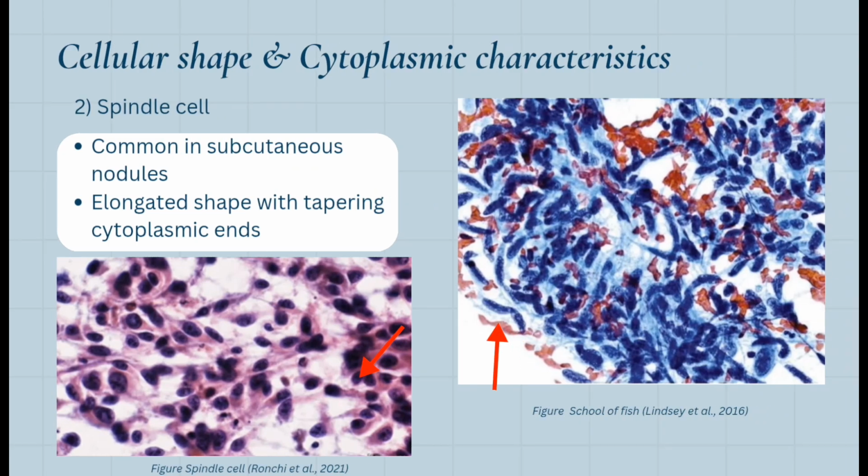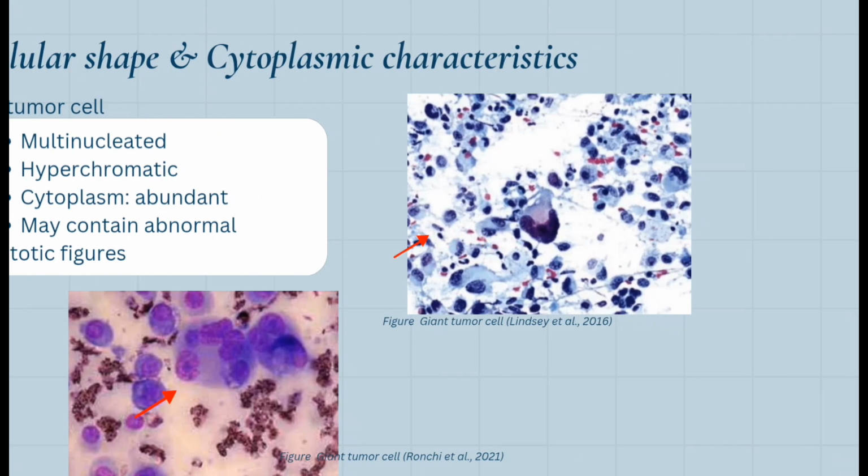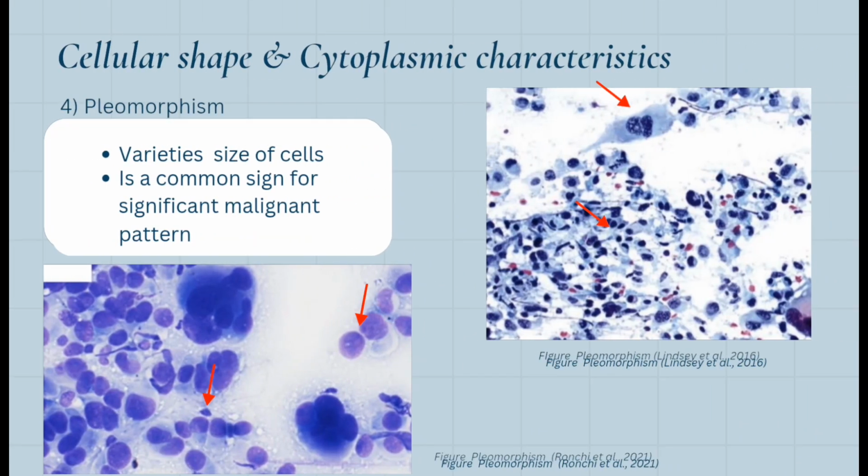Next, the spindle cell is also found in melanoma cases, commonly from subcutaneous nodule origin. It is characterized by its elongated shape with tapering cytoplasmic ends. Next, giant tumor cells. A giant tumor cell is a large multinucleated cell with hyperchromatic nuclei and abundant cytoplasm. It also may contain mitotic figures, which is another indicator for melanoma. We also can see pleomorphism in melanoma cases.